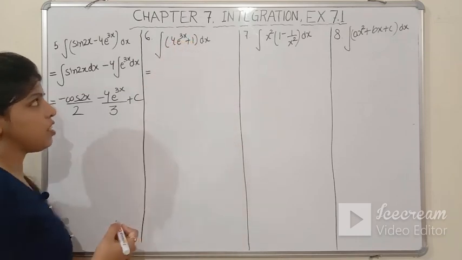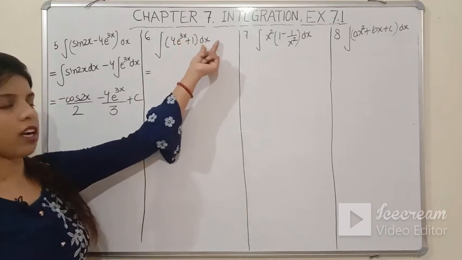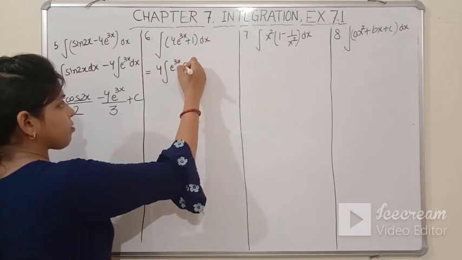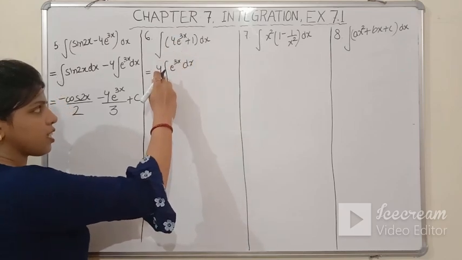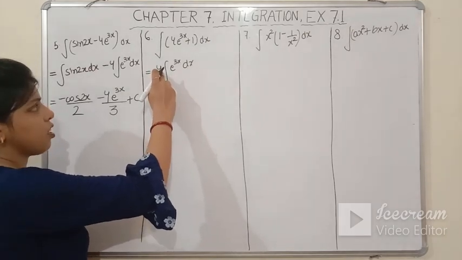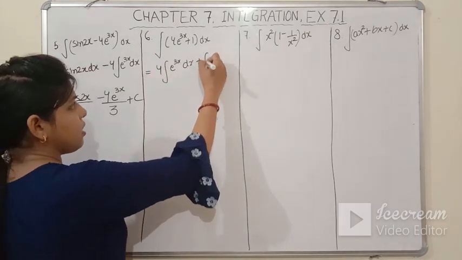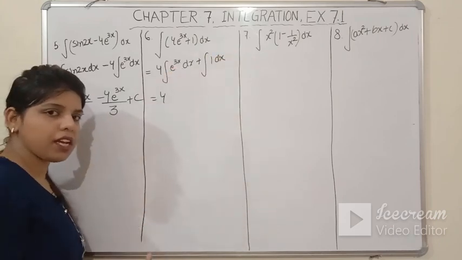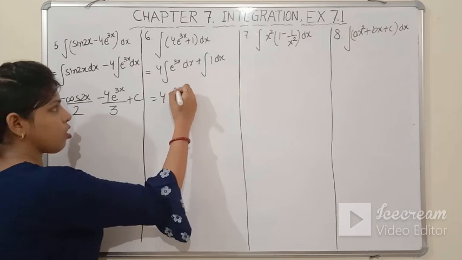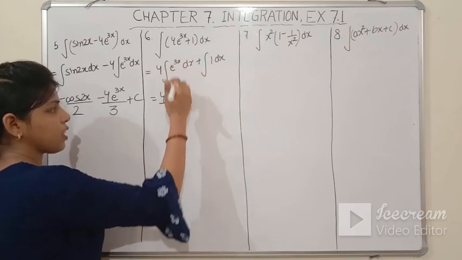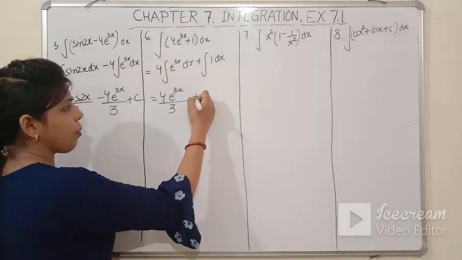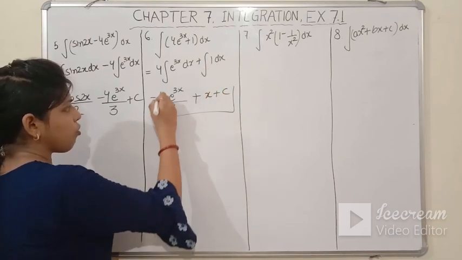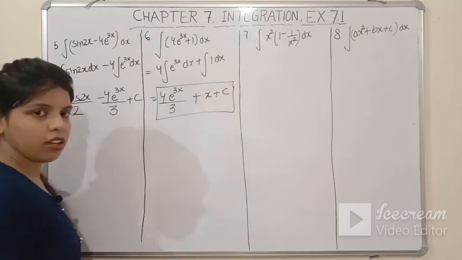Now next is integration of 4e raised to power 3x plus 1 dx. So please, first of all, you have to split up the terms. So 4 can be taken outside, that is, it is independent of x. 4 is a constant here, plus integration 1 dx. Now same way, the integration of e raised to power x is e raised to power x. So it is not going to change, but the coefficient of x is 3. So it will come in the denominator, and the integration of 1 is x plus c.